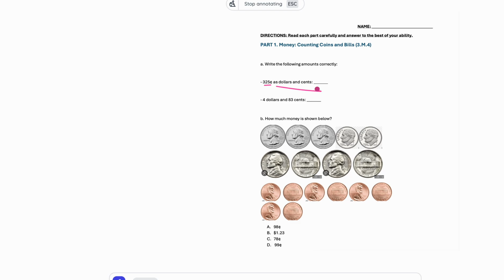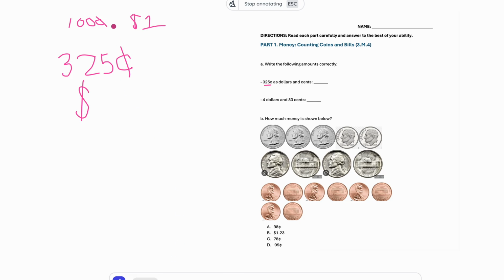Well, it tells us, right? It needs to be dollars and cents. Like Miss G said, you can never write that down. That is not a correct answer. So remember, cents and dollar sign. So we have 325 cents. And remember when I told you guys, 100 cents is equal to $1.